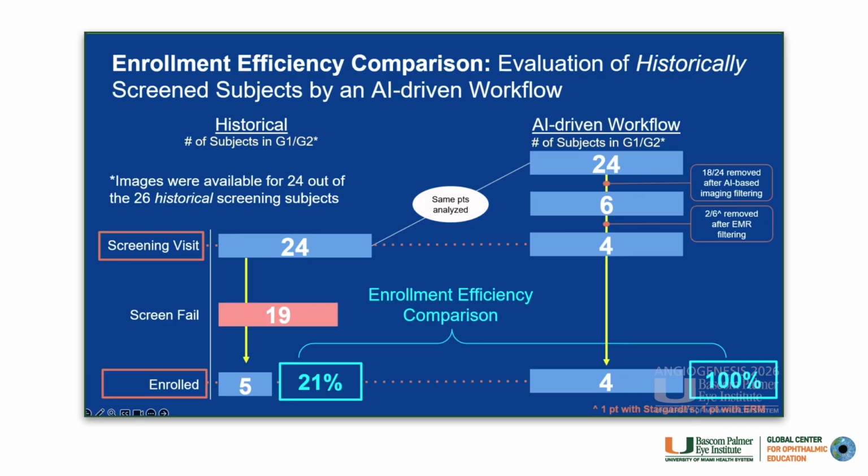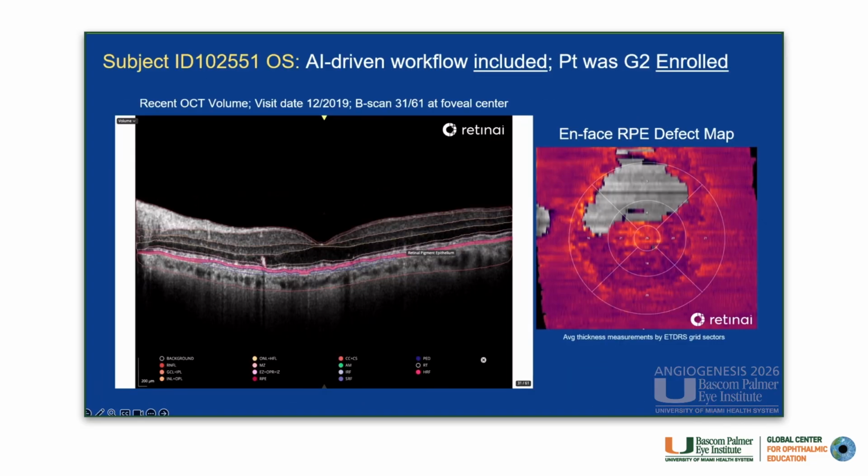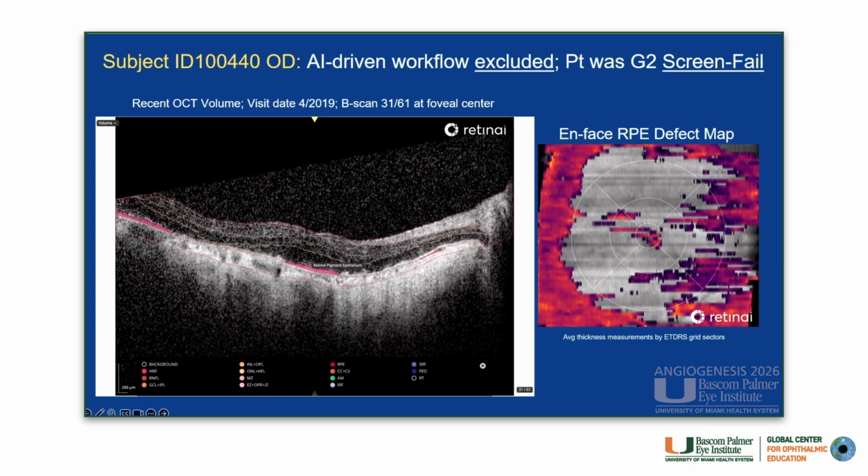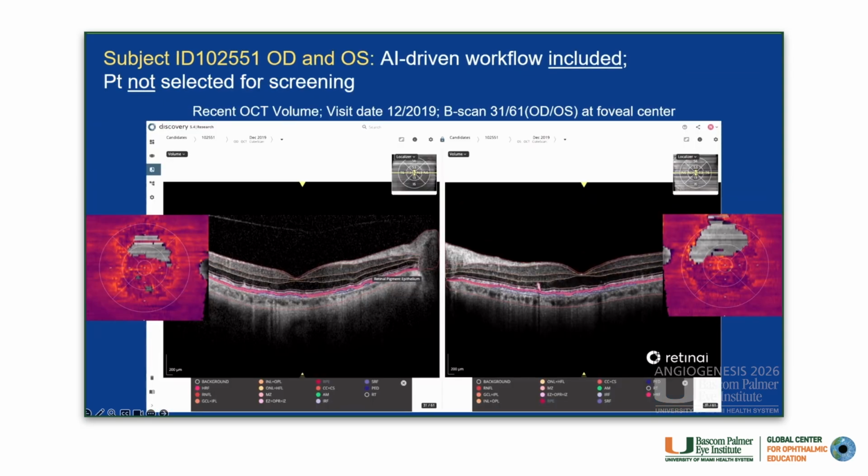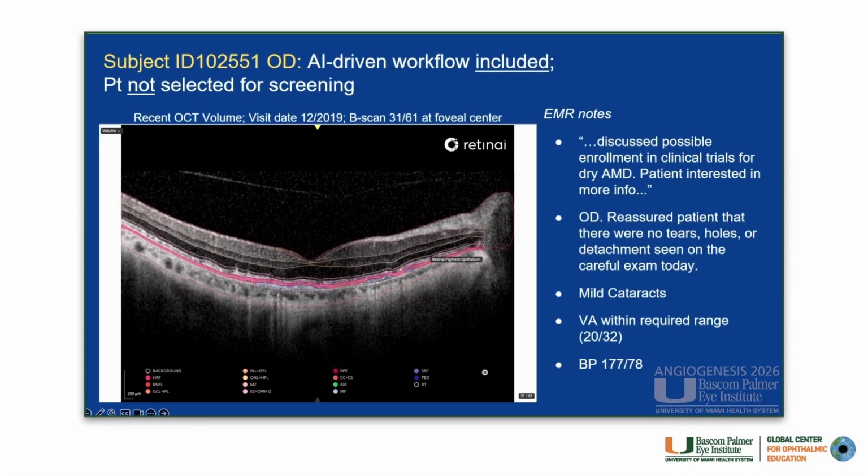Following cases are proof of concept for this study. For this patient, the AI-driven workflow included the subject, and historically the patient was enrolled. For this patient, the AI-driven workflow excluded the subject, and historically this patient was a screen fail. This patient was included in the AI-driven workflow, but was not selected for screening. We missed this patient at the site level because in the EMR notes on the right, we see that this patient was actually interested in clinical trials.